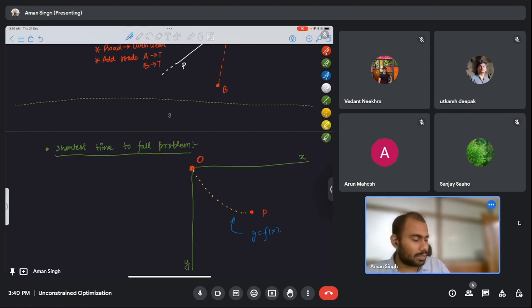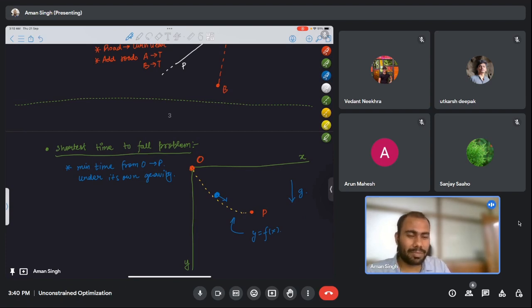I have to find this curve such that the time taken by this ball starting from O and reaching P is minimum. So minimize time from O to P, and the thing is it has to fall under its own gravity only. There is no external force, no friction, etc. What is this curve so that the time from O to P is minimum?